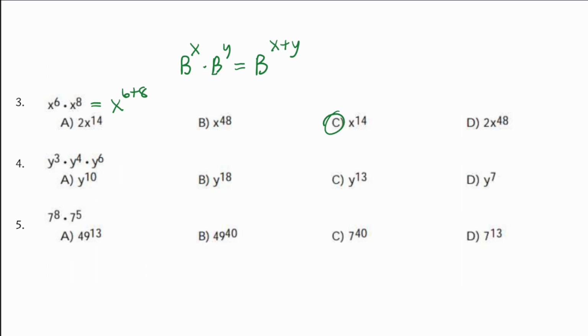Y to the 3, y to the 4, y to the 6, I'm going to compute that by adding the powers. So 3 plus 4 plus 6 would be 13. And then 7 to the 8 times 7 to the 5, keep the base the same, right? B to the x times b to the y is b to the x plus y. So 7 to the 8 plus 5, and that's going to be 7 to the 13.